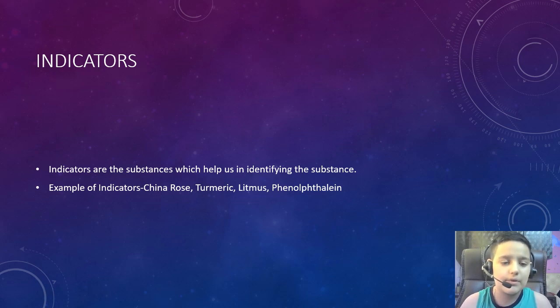You see examples like China rose petals. In the China rose plant, the petals are used as indicators. There are also turmeric and litmus, and the last one which you see, phenolphthalein, is an artificial indicator. These indicators show whether the substance is acidic or basic by a change in them, which we will study in the later slides.